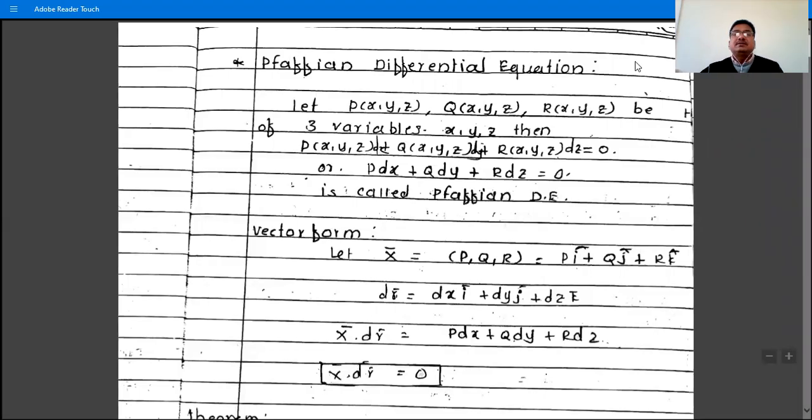Next topic is the Pfaffian differential equation. It is also called a total differential equation, or a single differential equation. This word is popular: Pfaffian differential equation. So what is the definition of a Pfaffian differential equation?